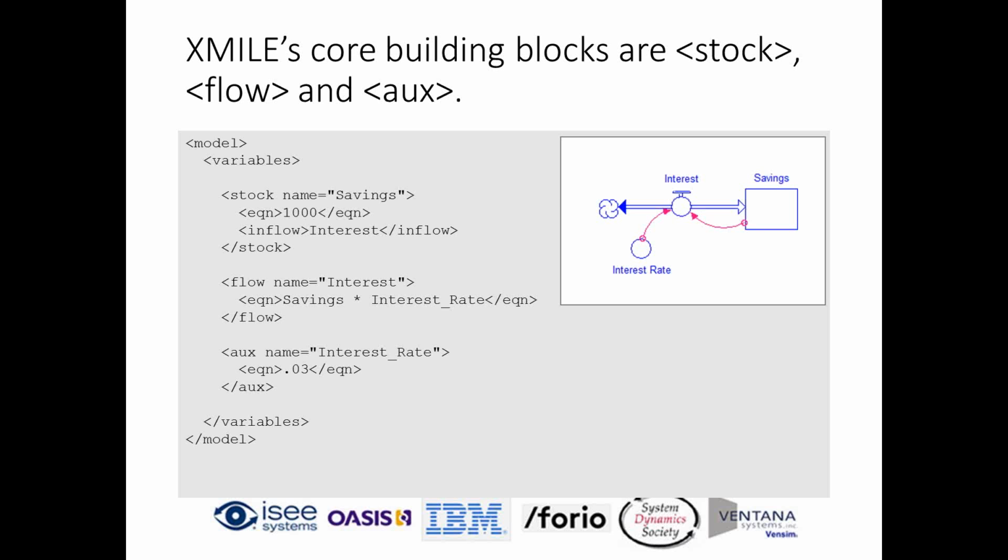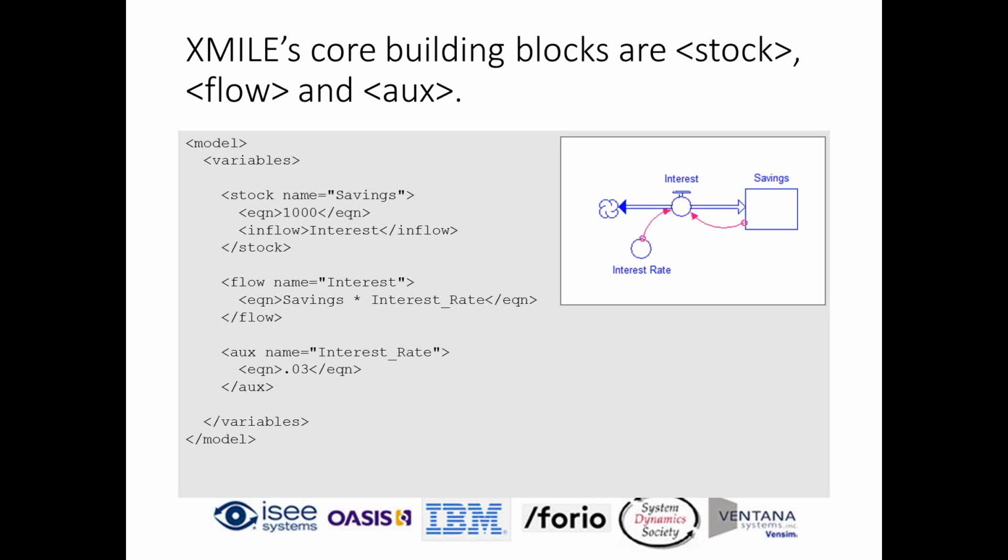Let's continue to drill down. Back to our interest and savings model. So the main building blocks are stocks, flows, and auxiliaries. These are standard system dynamics components. A stock is an accumulation where things are added to it every time step. So you can see here, for example, the equation is 1,000 for the savings, and the inflow is interest. And what that means is that every DT, every time step, going time step by time step by time step, the interest is added to the savings.